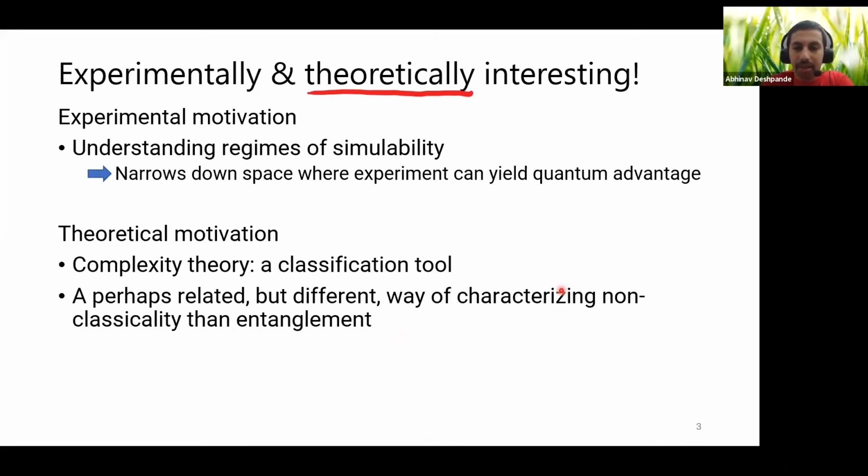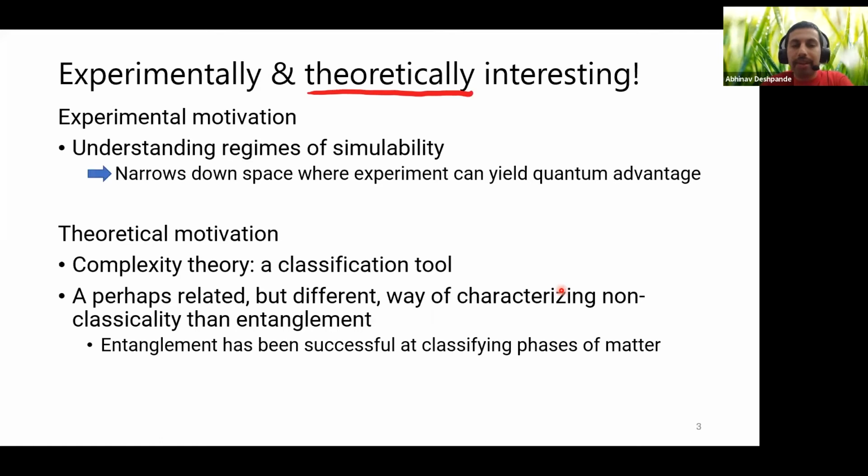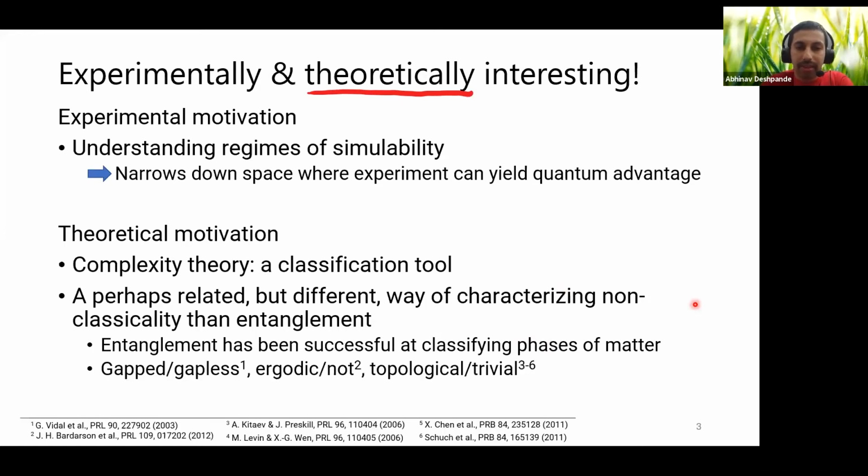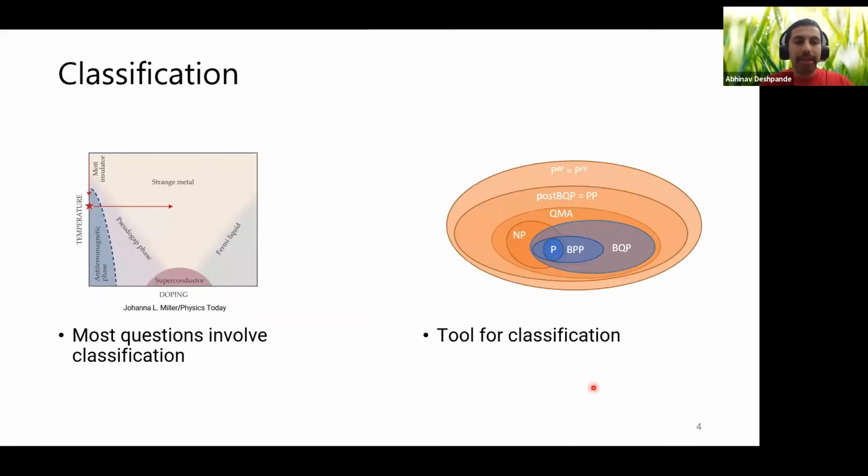entanglement. And we have all seen how entanglement has been super successful at classifying phases of matter in physics, such as whether a system is gapped or gapless, whether time evolution of a system has ergodicity or not, and whether some interesting ground state is topological or topologically trivial. All these questions can sort of be diagnosed by the entanglement.